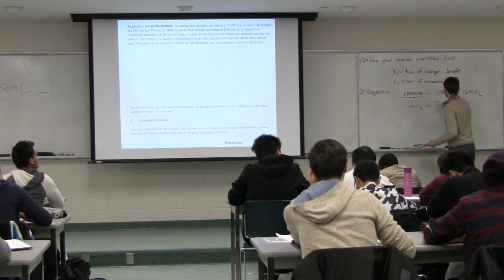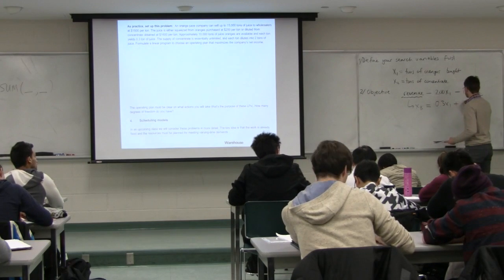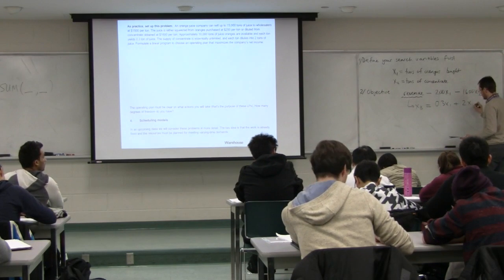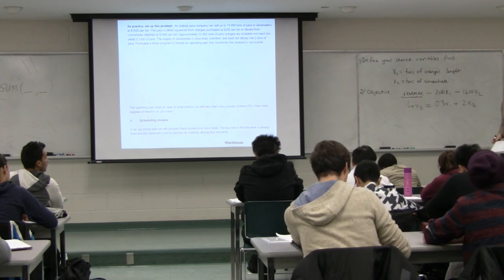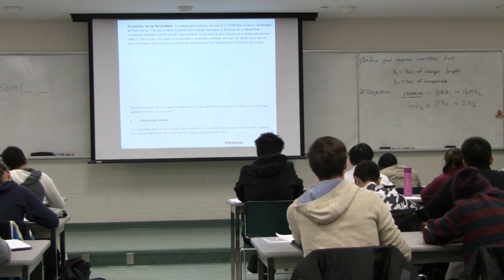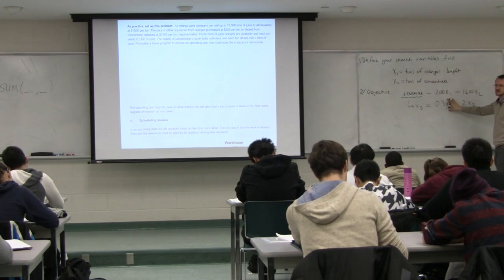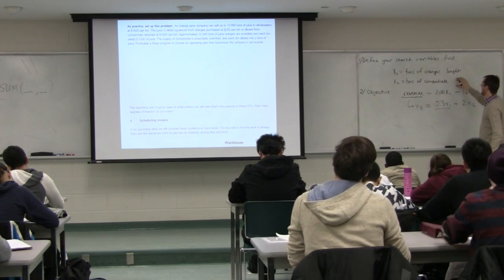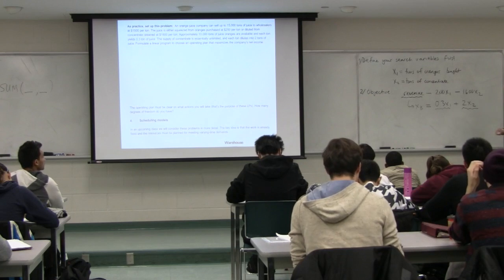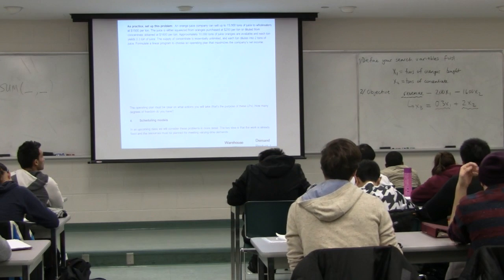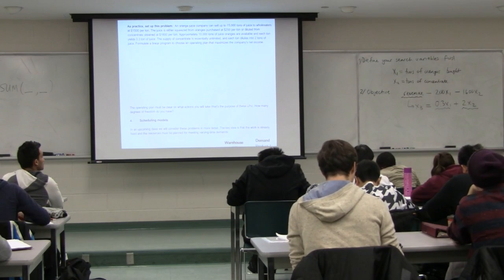Okay, so 0.3x1 plus 2 times x2. That's from a mass balance, right? Your tons of oranges get converted into this amount of juice, and your tons of concentrate get converted into that amount of juice. So it's just a pure mass balance that you sub in over there.